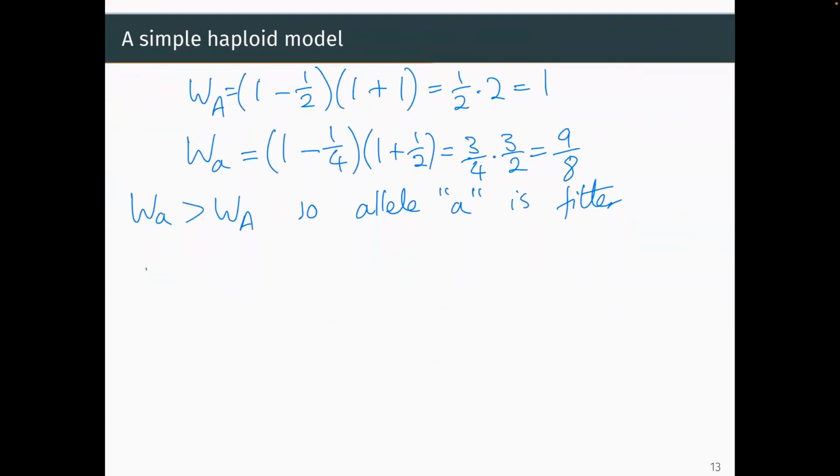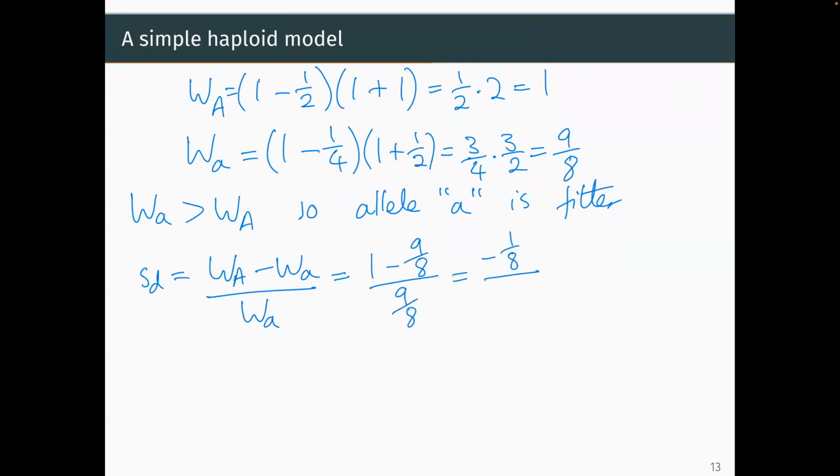And then our selection coefficient is just the difference between those two fitnesses. In this case, we're going to define it as being relative to W sub little a. We're going to have 1 minus 9/8 on the top divided by 9/8 on the bottom. We'll have minus an eighth over 9/8, or minus 1/9. In case I've made a mistake. Yeah.